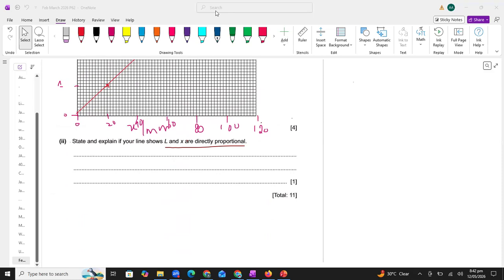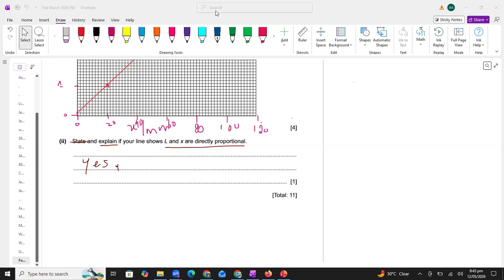They are using the words state and explain. State means a statement, which should be yes or no. So what is your answer, student? Is there a direct relation between these two quantities, load and extension? Yes, Vania, what do you think? Yes, they are directly proportional.